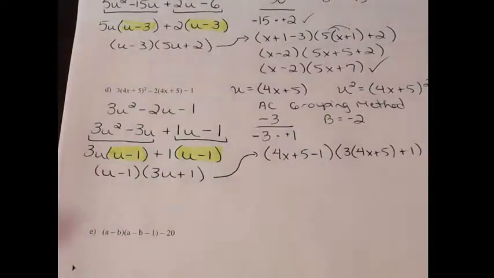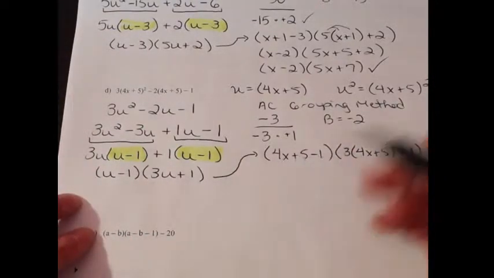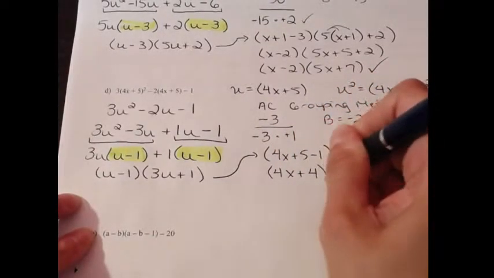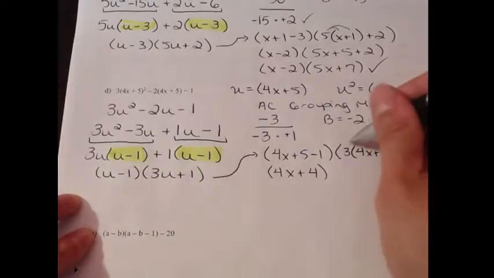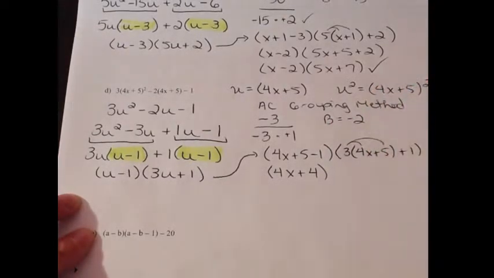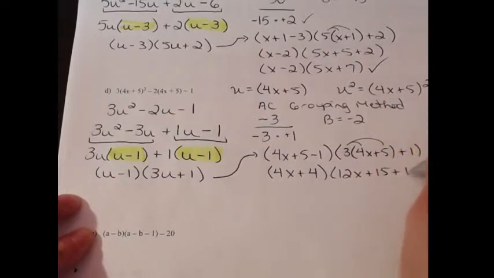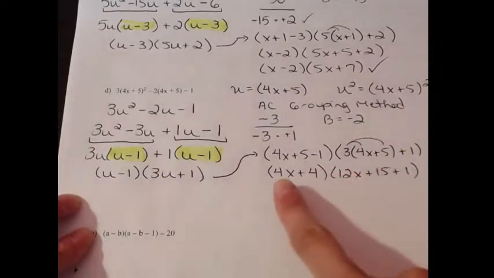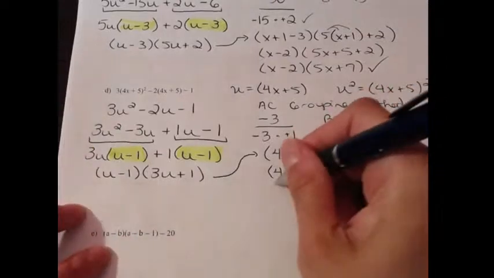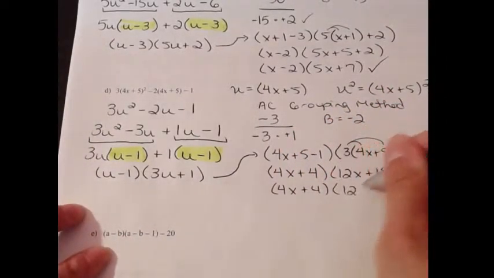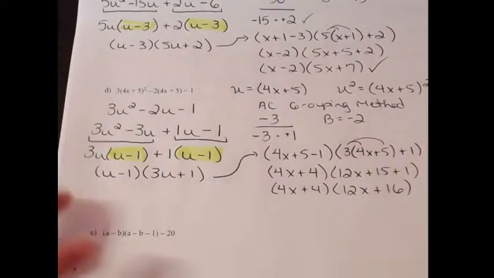Reasonably speaking, you always want to combine like terms whenever you can. So we have 4x + 5 - 1. That leaves me with 4x + 4. We're going to distribute. That gives us 12x + 15 + 1. I'll rewrite both. So we have 4x + 4, and then we have 12x + 16.